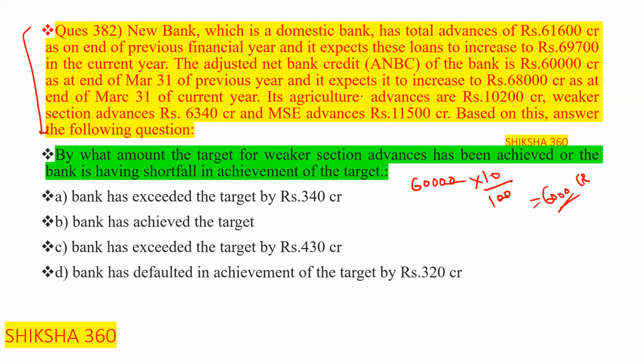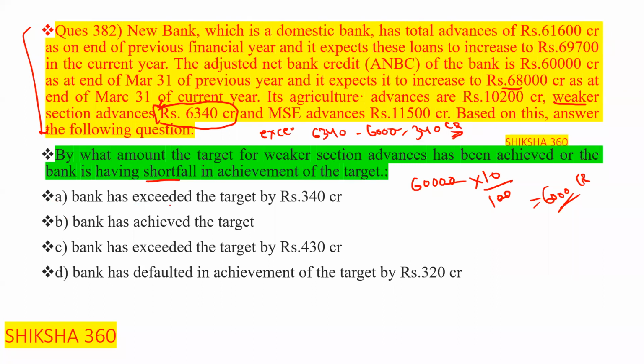This is the target for the weaker section. But how much have we achieved here? Weaker section advances are 6,340 crore. That is, we are in excess. Is the bank having a shortfall? No, we have exceeded. How much have we exceeded? 6,340 minus 6,000, that is 340 crore. Clear? 340 crore we have exceeded.